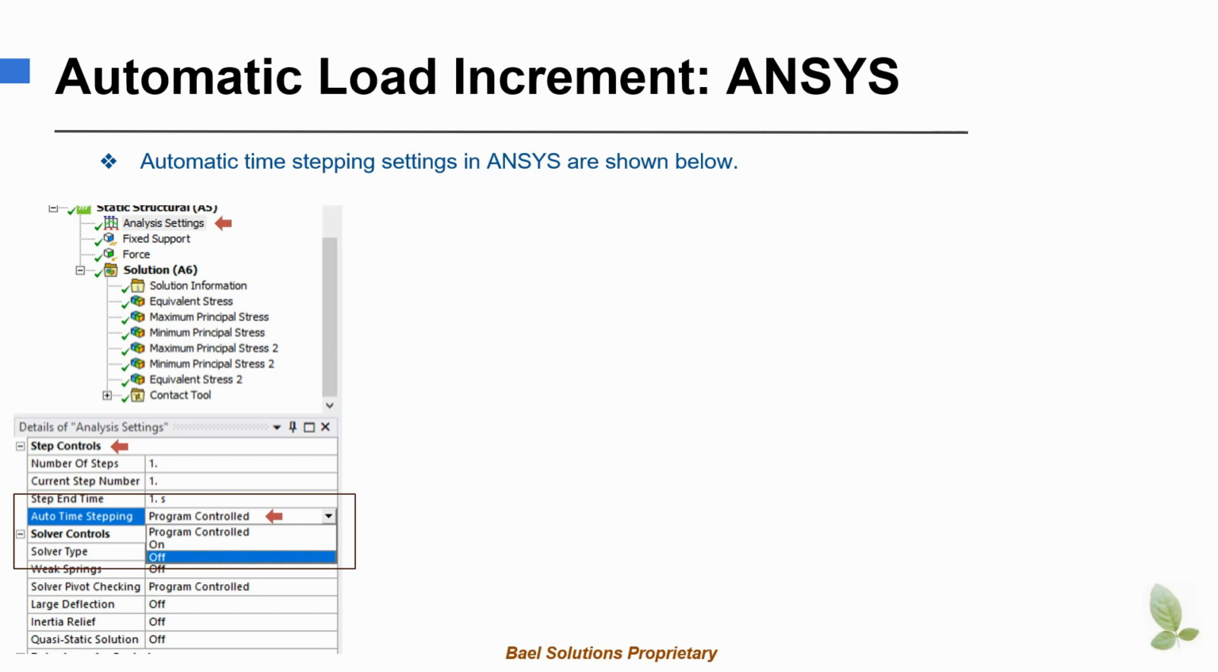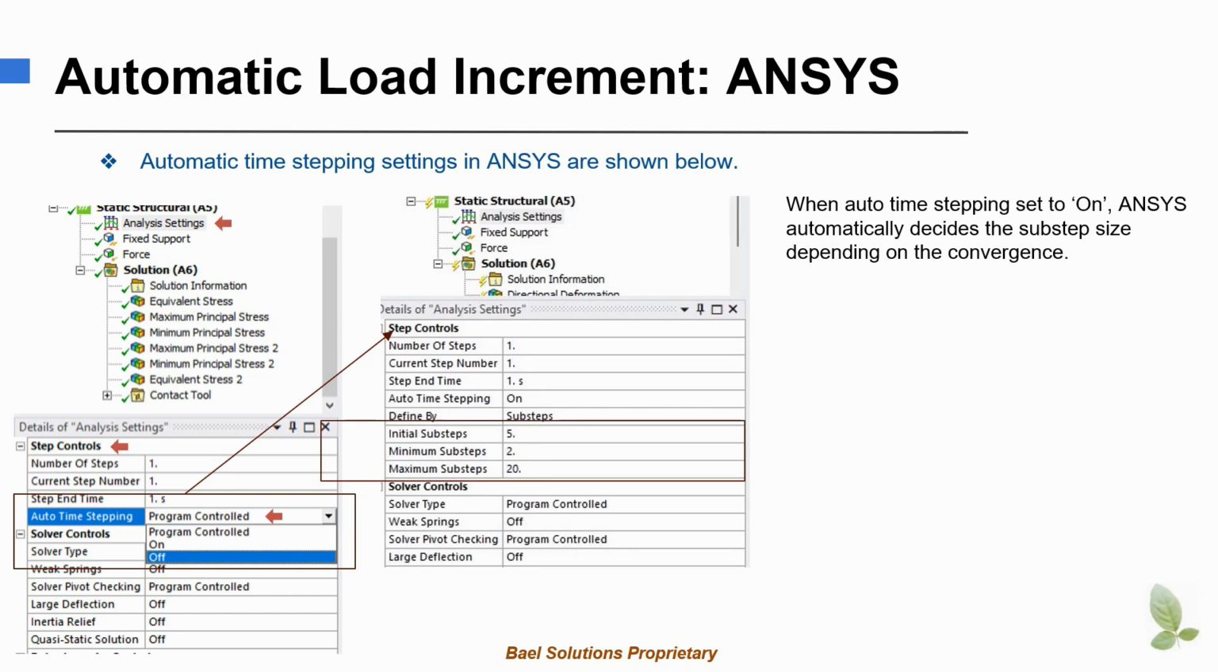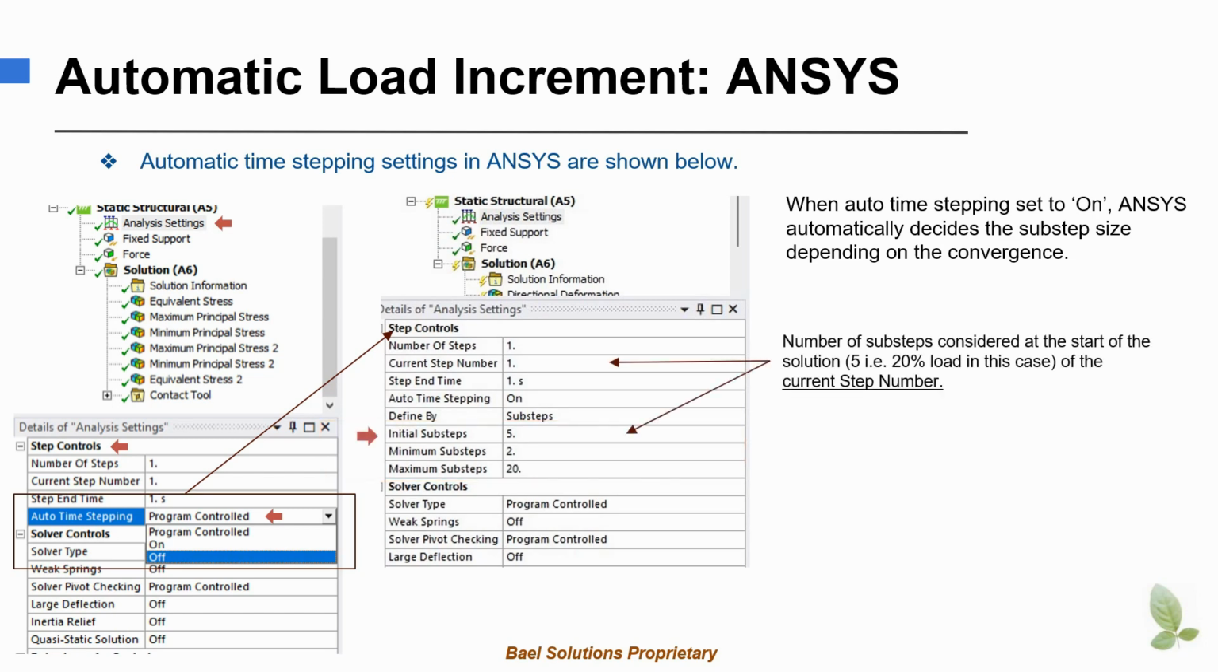If we set the automatic time stepping to on, 3 more tabs appear: Initial Number of Substeps, Minimum Number of Substeps, and Maximum Number of Substeps. Initial Number of Substeps indicates the number of substeps decided at the start of the solution. If the initial number of substeps is 5, the load will be incremented in 5 equal increments till the final load is reached. Therefore, only 20% of the load will be applied in the first substep.